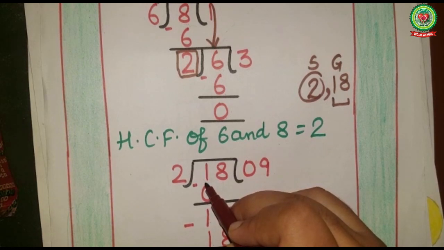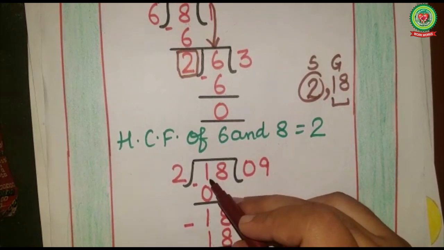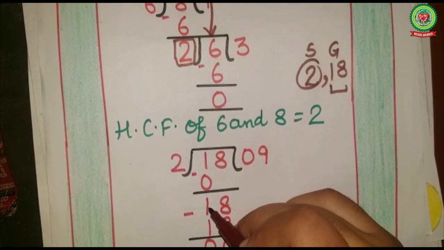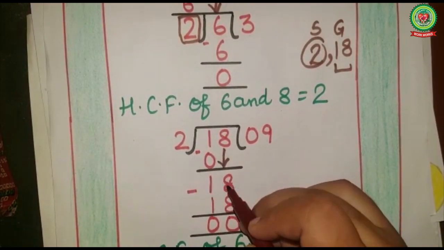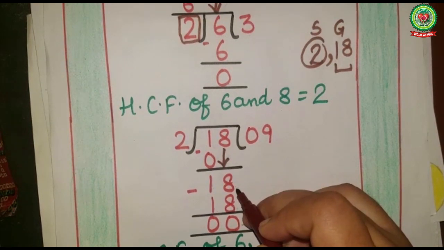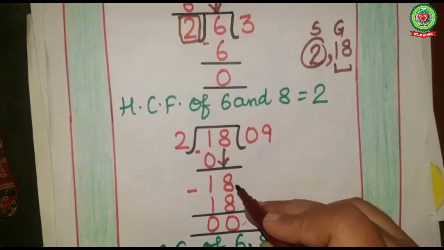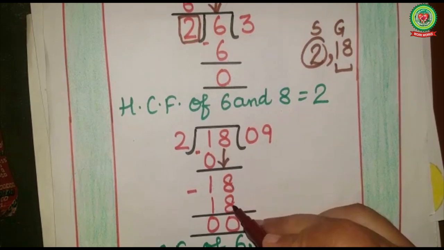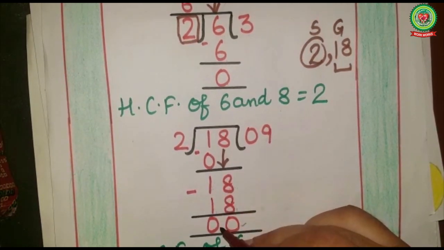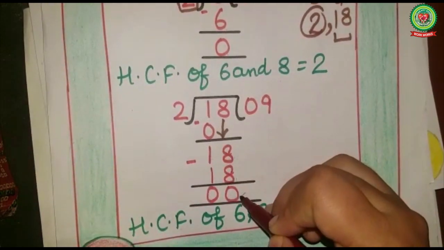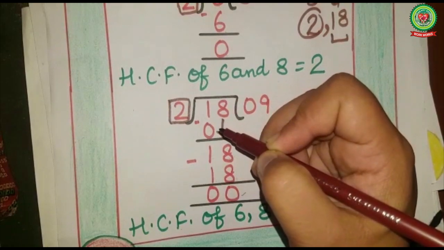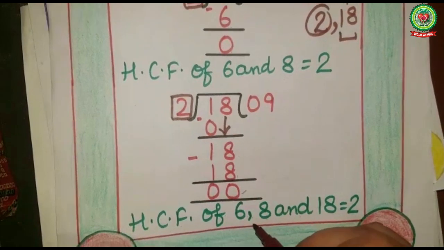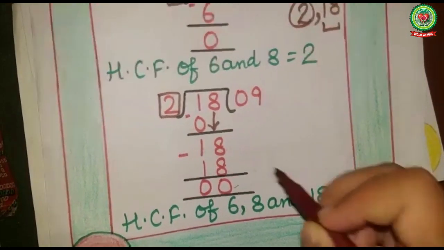On 2 table 1 doesn't come, and number which is less than 1 is 0, that comes on 2 table. 2 zeros are 0. Next step is minus. 1 minus 0 is equals to 1. Now we will bring 8 down. New number is 18. Now we will check on 2 table 18 comes or not. Yes, on 2 table 18 comes, and it comes on 9. 2 9s are 18. 18 minus 18 is equals to 0, or you can do like this also. 8 minus 8 is equals to 0. 1 minus 1 is equals to 0. So remainder is equals to 0. That means divisor of this divide is the HCF. So HCF of 6, 8 and 18 is equals to 2.